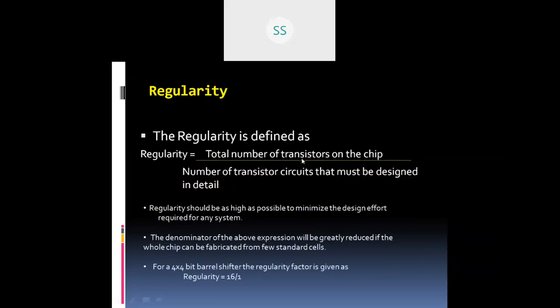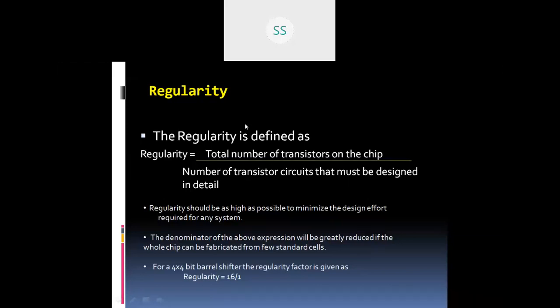Before starting exactly with the design here, first a term called regularity is defined. This is considered one of the most important parameters, a qualitative parameter, in the subsystem design process. Generally, regularity is defined as the ratio of the total number of transistors on the chip divided by the number of transistor circuits that must be designed in detail.